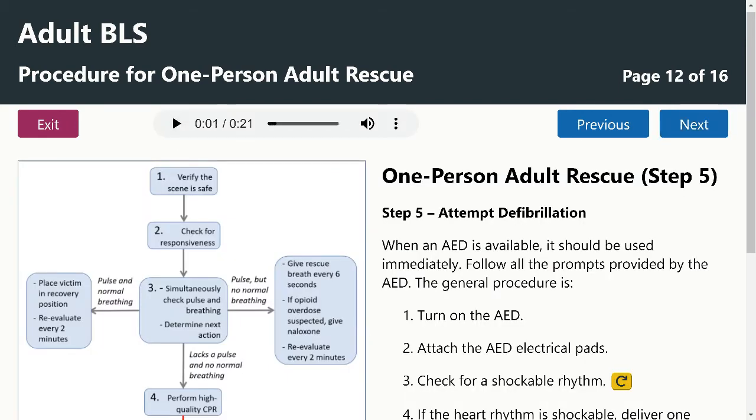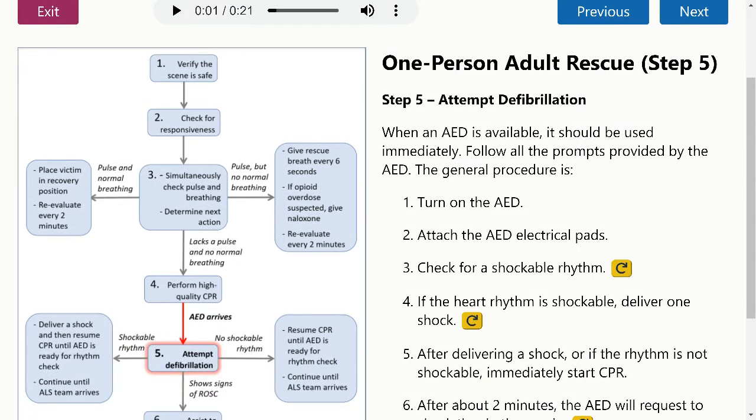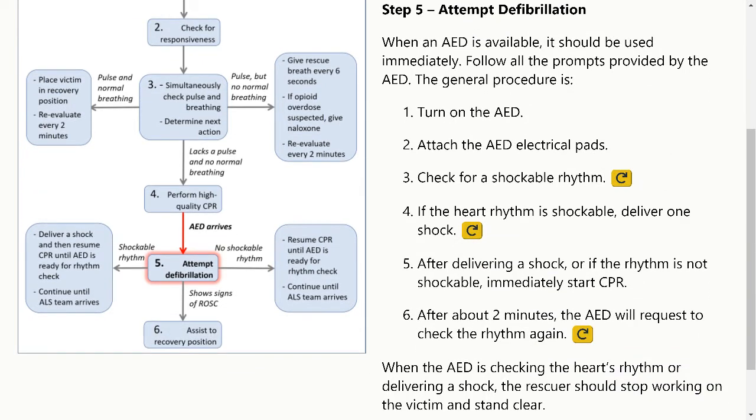Step 5. You're going to attempt defibrillation. When an AED is available, it should be used immediately. You're going to follow all the prompts provided by the AED. The general procedure is: turn on the AED, attach the AED electrical pads, check for a shockable rhythm. So this is what the AED is doing. It's checking for a shockable rhythm. When we talked about VTAC and VFib, those are shockable rhythms.